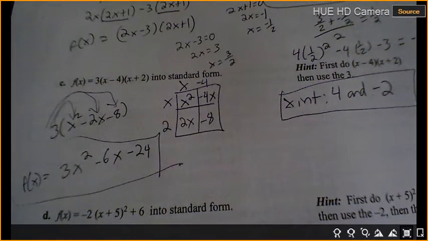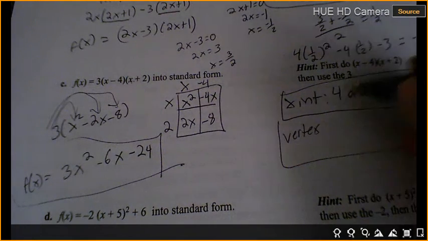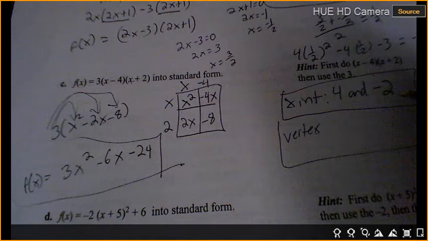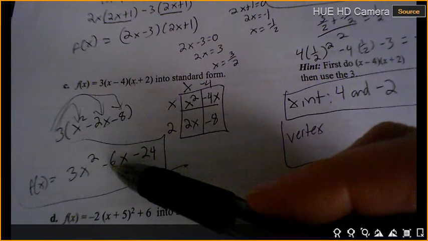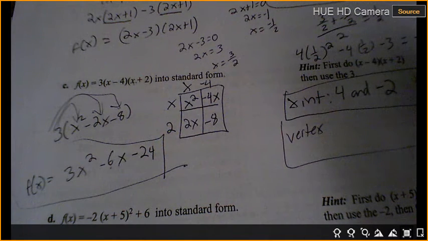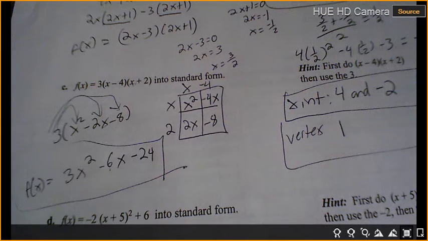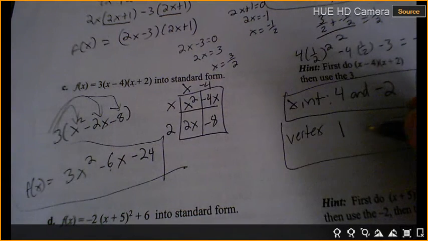Okay, now again, to find your vertex, you can do a couple of different things. You can add these together and divide by 2. You can look at here and go -b divided by 2a. 4 plus -2 is 2. 2 divided by 2 is 1. And then we would just plug 1 into this. So you're literally plugging 1 in for x. And you should get -27.